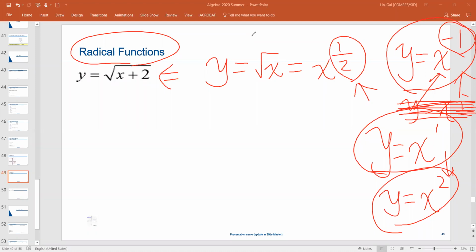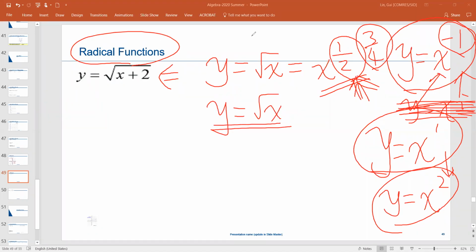This is the rational exponent, rational function. And we learn something like a fraction number here. We go to simplify. We didn't go to these kinds of fractions, all right? We just go to a very basic one first. So y equals square root of x. Let's see what this looks like.